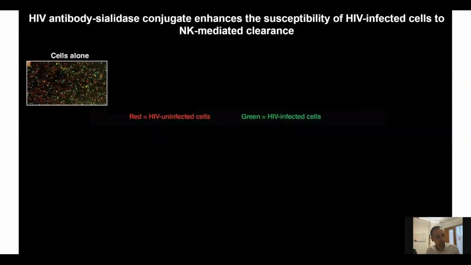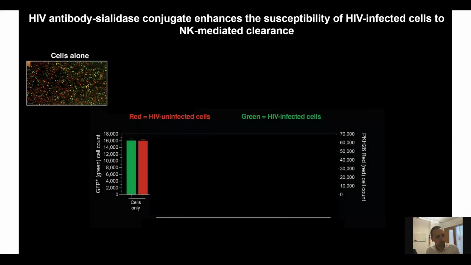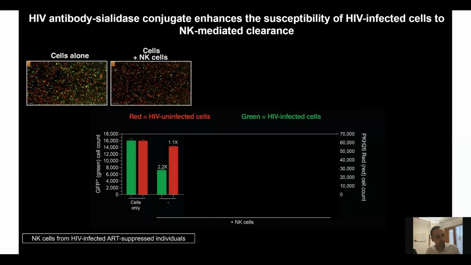And we tested that again using different models, and I'm here showing you one example when again we mixed HIV-uninfected cells here in red, and we dyed them with a red color, and HIV-infected cells, and we dyed them with a green color. And you can see that here with this live imaging staining, or also the number of the cells in these bar graphs. Then we added to those cells NK cells isolated from HIV-infected individuals, and you can see the NK cells will start killing HIV-infected cells. You can see about twofold reduction in the level of HIV-infected cells compared to the control, with no impact on the HIV-uninfected cells here in red.